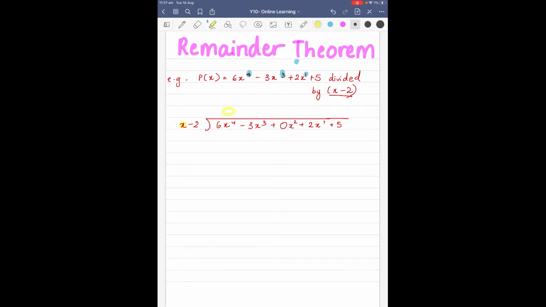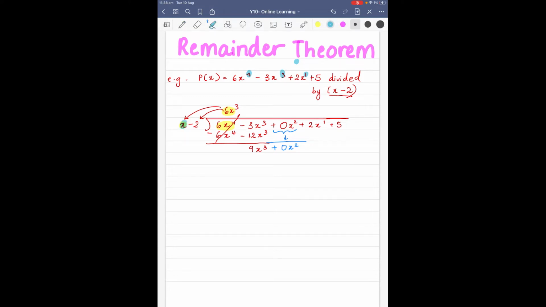So x times something has to give you 6x to the power of 4. We know 6x cubed times x is 6x to the power of 4. 6x cubed times minus 2 is minus 12x cubed. To find the remainder, you subtract it. That's 0. We know minus 3 minus minus 12 is going to be 9x cubed. Like usual, we bring down our next term. So we're going to bring down 0x squared.